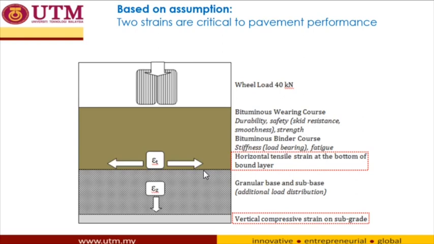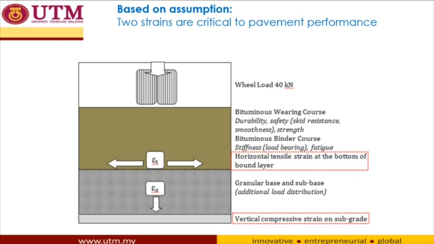So at the bottom of the lowest bound layer, it is assumed that there is a horizontal strain acting under tension. The horizontal strain at the bottom of the bound layer is used to control fatigue damage due to repeated traffic load. And then we have a vertical compressive strain on the subgrade. So the vertical subgrade strain is adopted in the design to control accumulation of permanent deformation on the subgrade. In the design process, type and course thickness of paving materials are selected to ensure that the above strains remain within acceptable range.